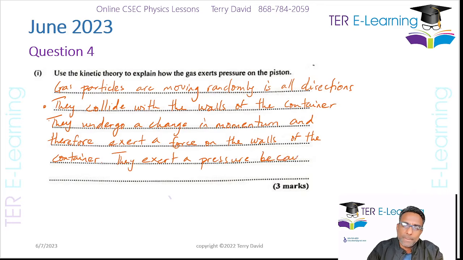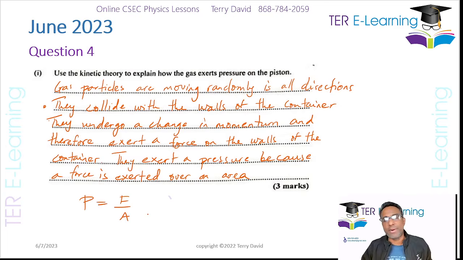Because a force is exerted over an area, right? So you can write the formula: pressure is F over A. That's essentially what's happening here, right? Particles collide with the walls of the container. There's a change in momentum, therefore a force is exerted. This force is being exerted on the inner walls of the container, so therefore pressure is equal to force over area, right?